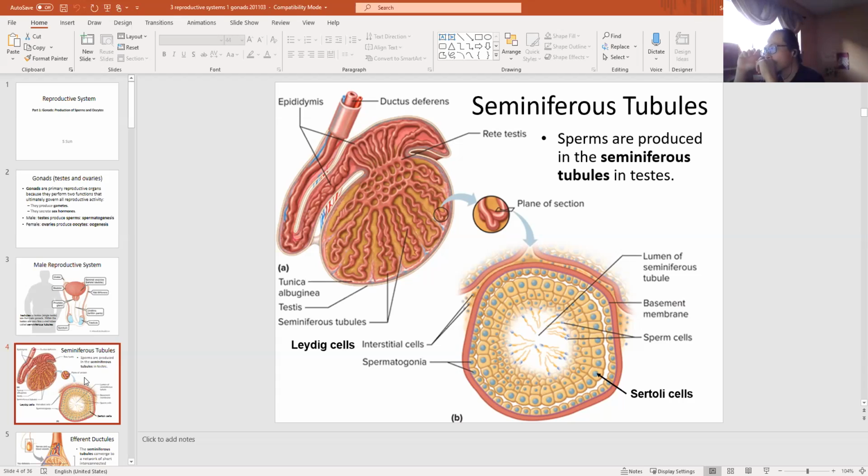All right, if we look into these testes, we will see a lot of tubules. This tubule is called the seminiferous tubule. This seminiferous tubule is the place where spermatogenesis takes place.